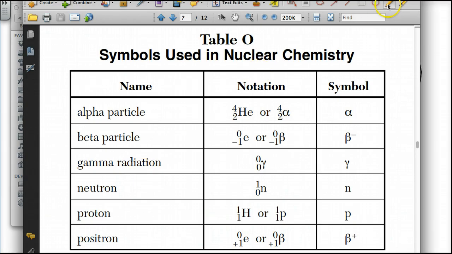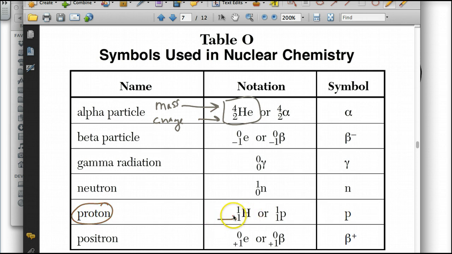Okay, so this is table O in your reference table. Remember that alpha particle that Rutherford was shooting out? Well, there it's written in its notation, right there. You notice it's a helium nucleus. Now the top number here is the mass number, and the bottom number is the charge number. So it has a mass of 4 and a charge of 2. Well, why? The bottom number we also remember is the atomic number. So if you look at a proton, sometimes it has a hydrogen with it because hydrogen has 1 proton in it.